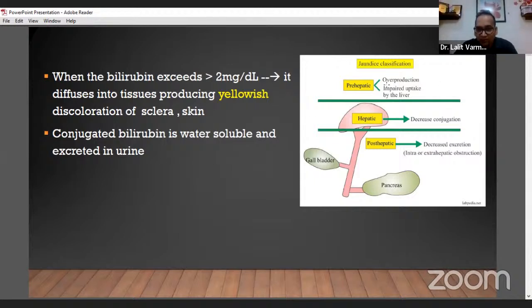And here is what we spoke about. Pre-hepatic is because of overproduction or impaired uptake by the liver. The impaired uptake is, of course, when we talk about neonates, small neonates, also premature neonates, they can have impaired uptake by the liver. Second is overproduction, like in sicklers. Third is hepatic, when there is decreased conjugation. And fourth, the last one that I spoke about, is the obstructive, which can be because of gallbladder cancer here, or choledochal cyst here, and so on.